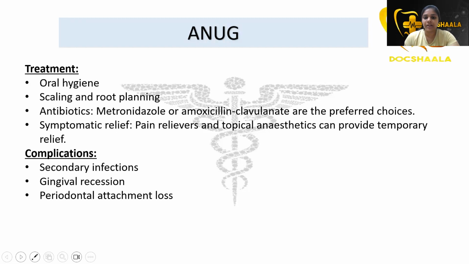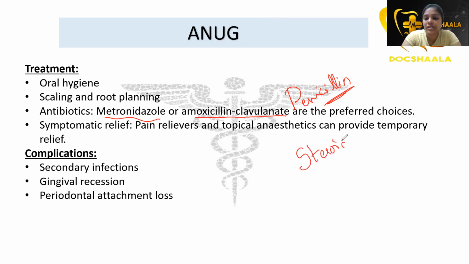Okay, then the treatment. The treatment, as you all know, first of all, we have to maintain proper oral hygiene of the patient. The patient should be advised with proper oral hygiene, scaling and root planing, and antibiotics. When coming to antibiotics, the most common antibiotics used in ANUG are metronidazole or amoxicillin combination and penicillin. Okay, these are the most commonly used antibiotics in ANUG. So for symptomatic relief, we give pain relievers and some topical anesthetics. And the most important point here is we do not use steroid combinations in ANUG.